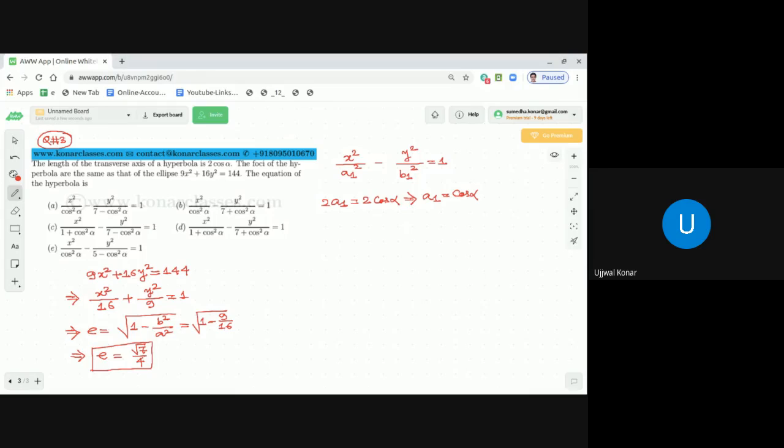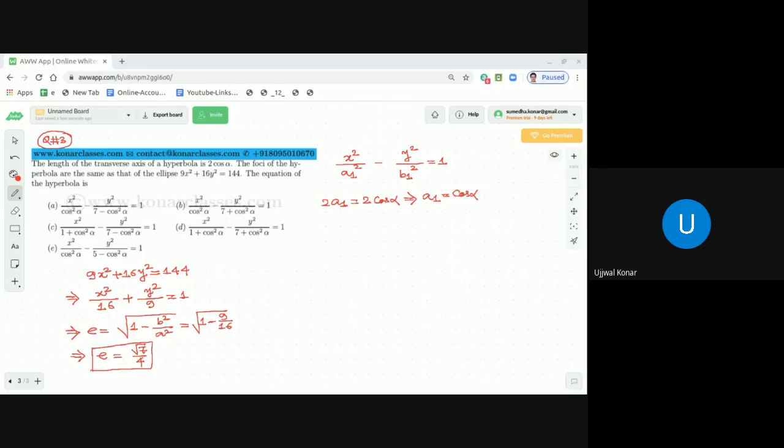According to the question, the foci of the hyperbola, I'm sorry, there is a small mistake I made: the foci of the hyperbola are the same as that of the ellipse. It is not the eccentricity. Eccentricity cannot be equal. For an ellipse, the eccentricity is less than 1, and for a hyperbola, the eccentricity is greater than 1. So that statement was not correct. What I wanted to say is that the foci of the hyperbola are the same as those of the ellipse. So what are the foci of that ellipse? The foci of the ellipse are ±ae, correct?